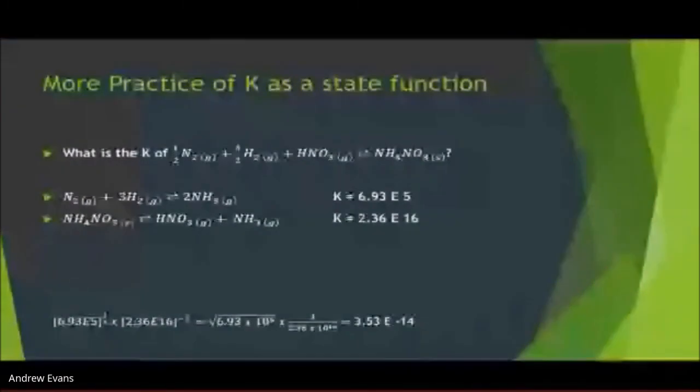This doesn't tell us anything about how fast this will take. It only tells us: is this likely to happen? No, not at all, because this K is really, really small.